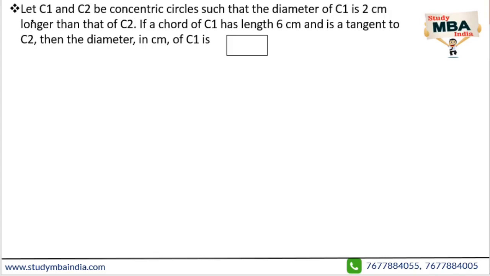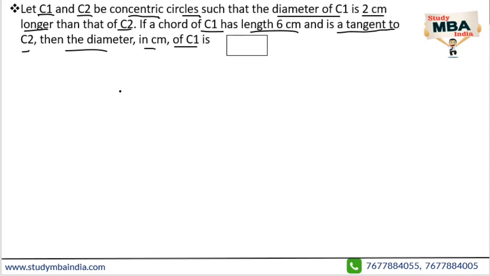Here in this question, it says that let C1 and C2 be concentric circles such that the diameter of C1 is 2 centimeter longer than that of C2. So C1 diameter is 2 centimeter longer than that of C2. And if a chord of C1 has length 6 centimeter and is a tangent to C2, then the diameter in centimeter of C1 is.